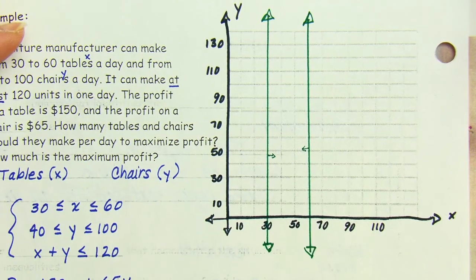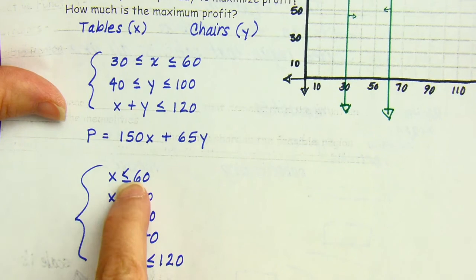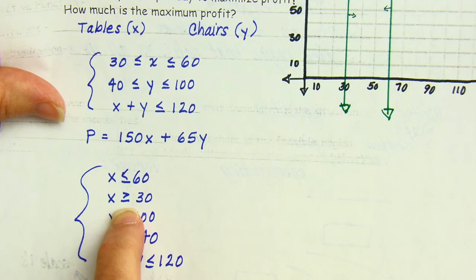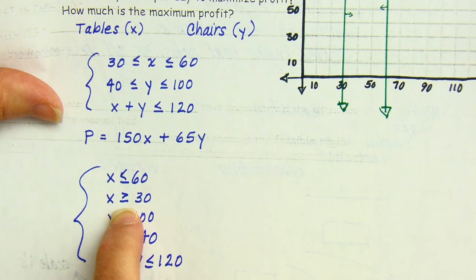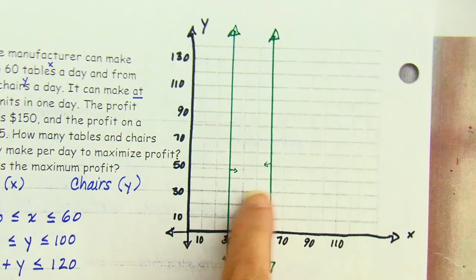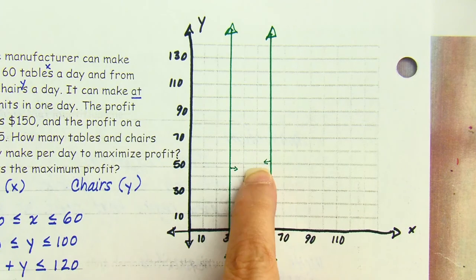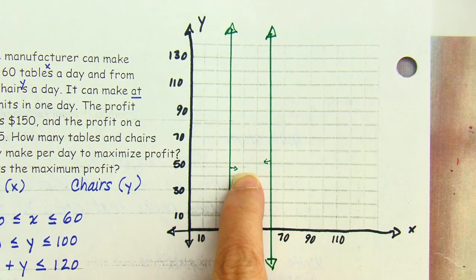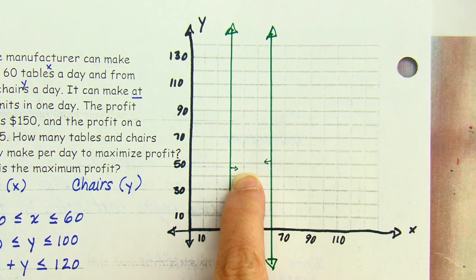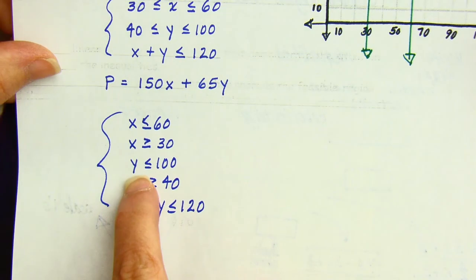So again, we graphed these two lines and we did the test, right? Testing 0, 0 to see which side to shade. With respect to this line, we shade left. With respect to this line, we shade right. Now I'm going to graph the y's. The y's are the horizontal lines. So I've got a y at 100 and a y at 40.